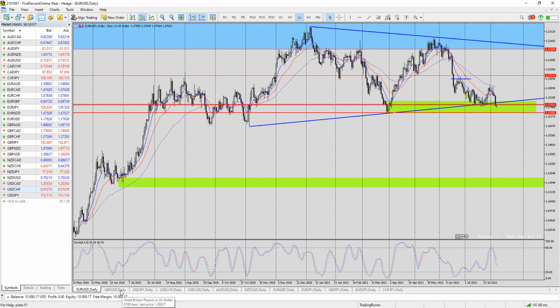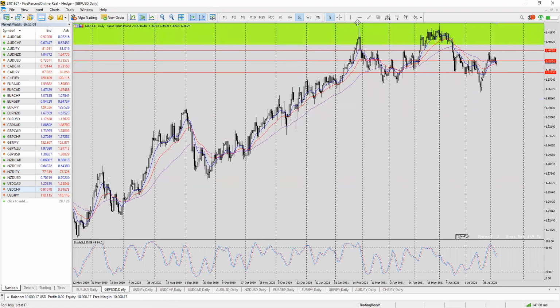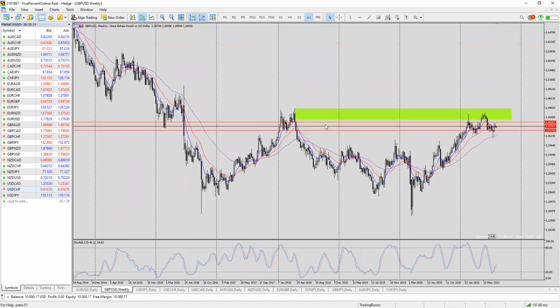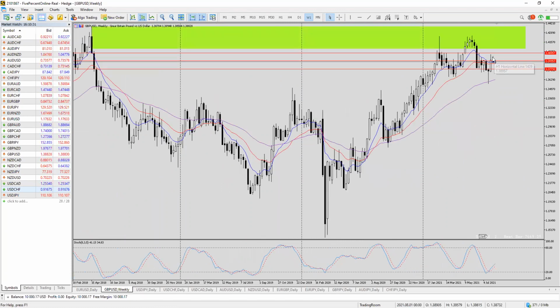Okay, pound dollar on the weekly chart, also coming from a big supply zone, a very big supply zone with a lot of strength a few weeks ago. It found support on the weekly 50 moving average, the exponential moving average 50, and made a reversal candle, but last week it didn't continue higher. I'll make it even bigger.